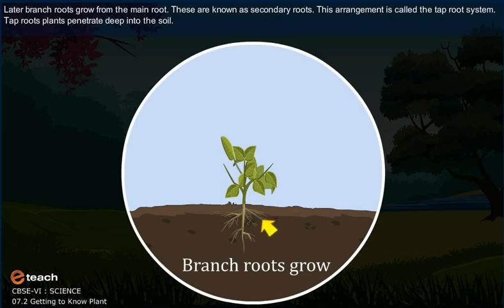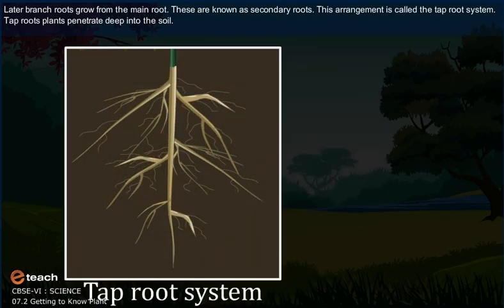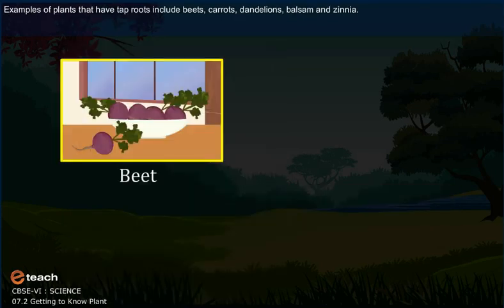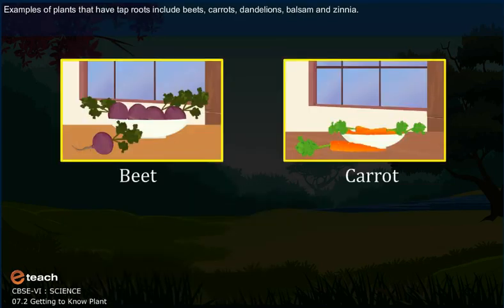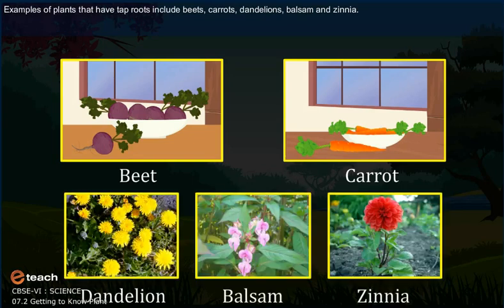Later, branch roots grow from the main root. These are known as secondary roots. This arrangement is called the taproot system. Tap root plants penetrate deep into the soil. Examples of plants that have tap roots include beets, carrot, dandelions, balsams and zinnia.